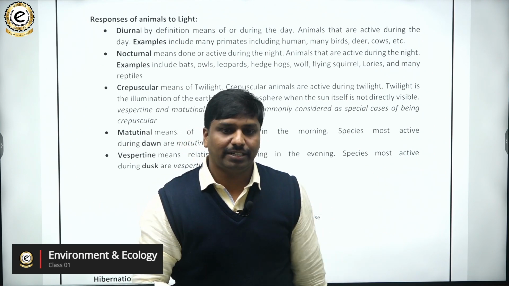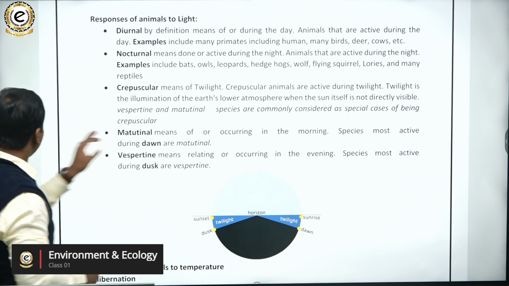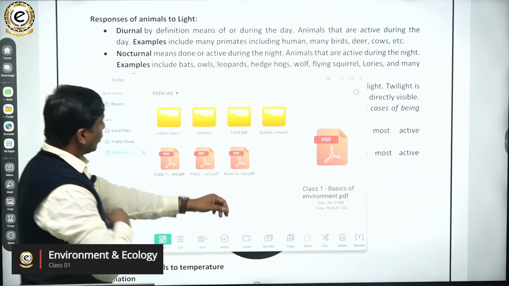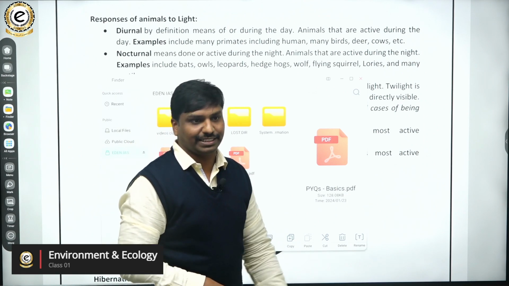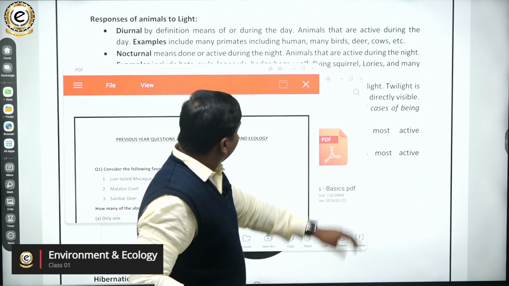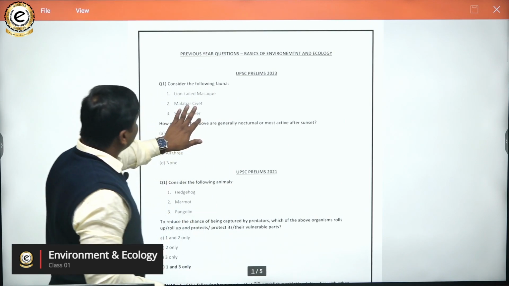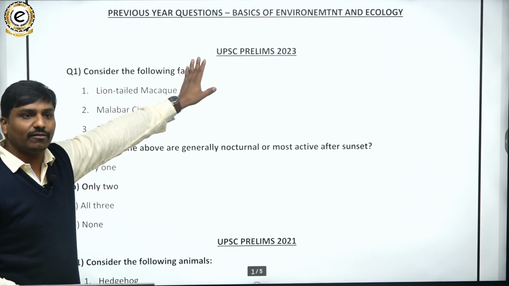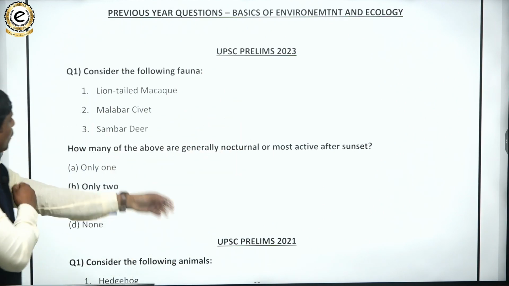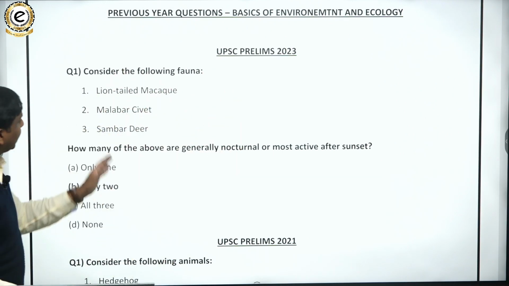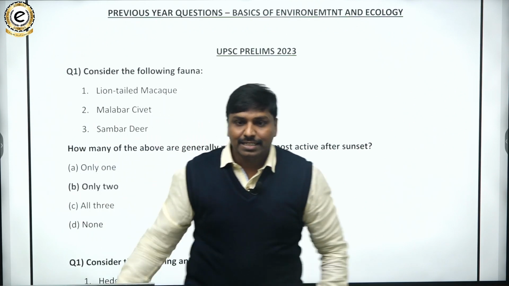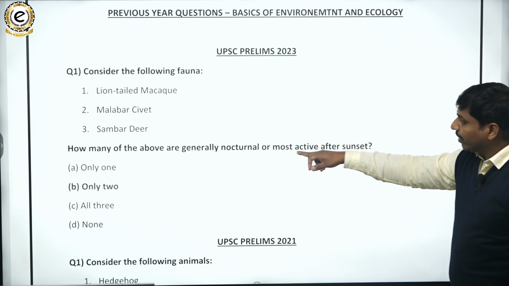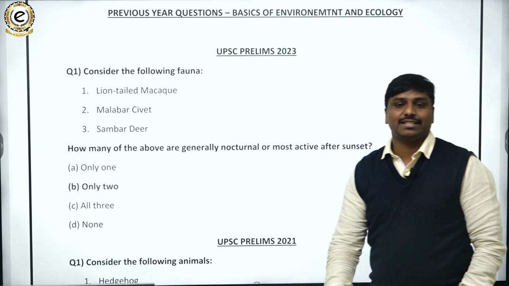Though the topic looks very simple, it is factual and you need to know whether an animal is nocturnal or diurnal. For example, why this is important: look at this question which has been asked in 2023. Consider the following fauna. Fauna means animals. Lion-tailed macaque, Malabar civet, and sambar deer. How many of the above are generally nocturnal or most active after sunset?